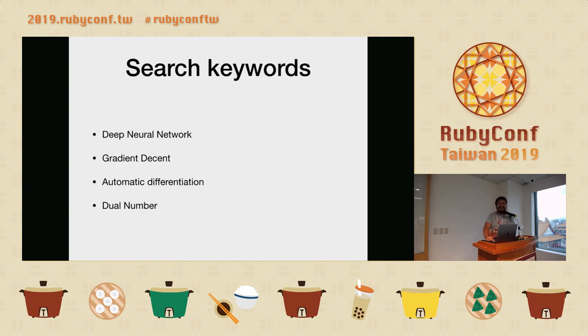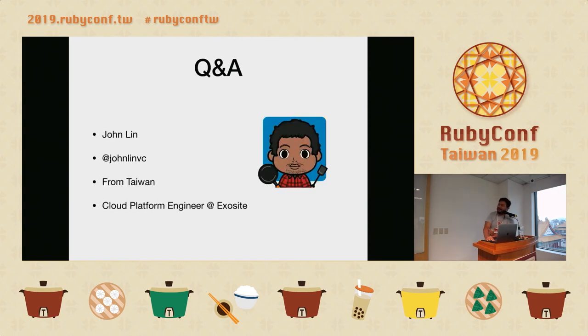I guess it's very hard to grok this topic in 40 minutes. I guess this belongs to maybe one week of mathematics class. So here are some keywords if you're interested: deep neural network, gradient descent, automatic differentiation, and dual number. So that's my talk. Thank you, everyone.